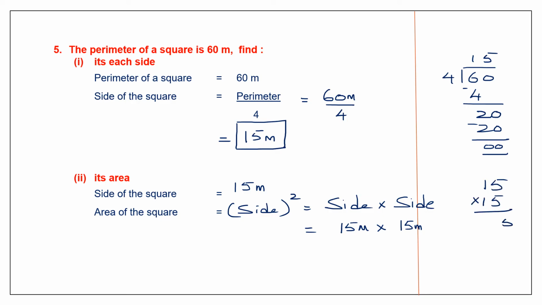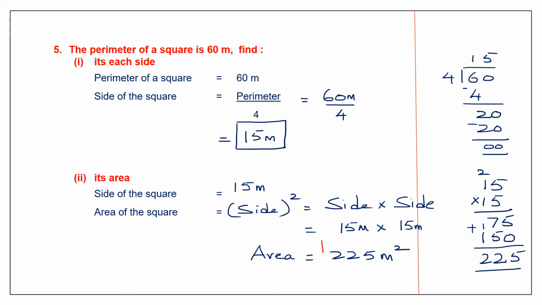5 fives are 25, carry 2. 5 ones are 5, 6, 7, 0. 1 fives are 5, 1 ones are 1. So let's add this up. 5, 7 plus 5 is 12, carry 1. 1 plus 1 is 2. So here we have area as 225 meter square. So the final answer here is area of this square is 225 meter square.